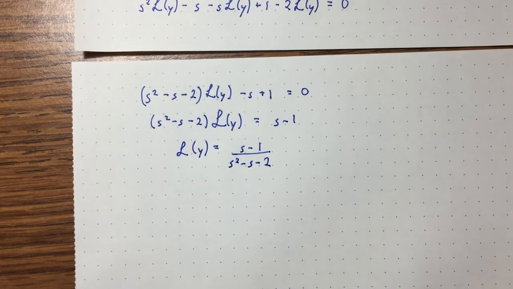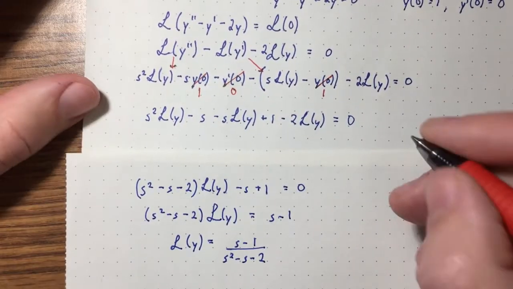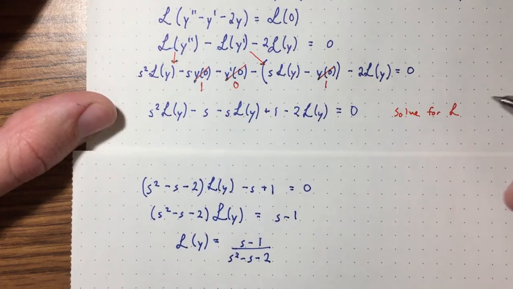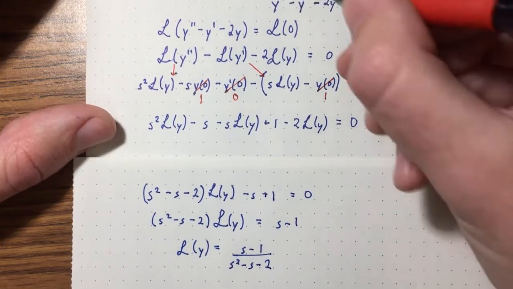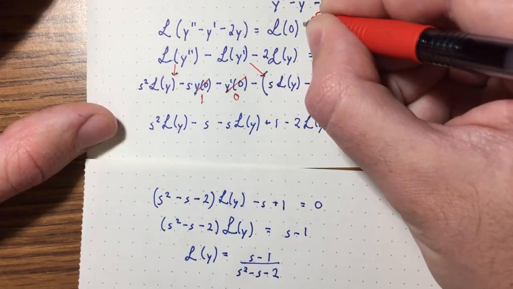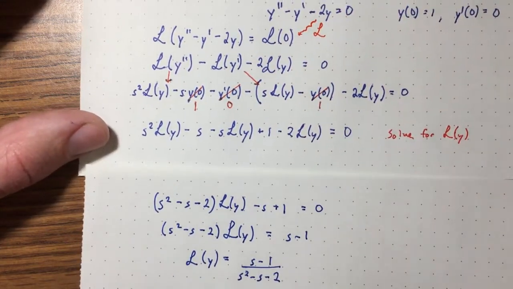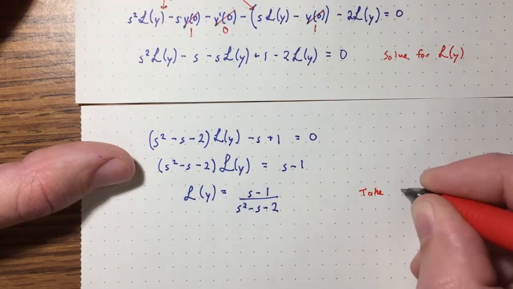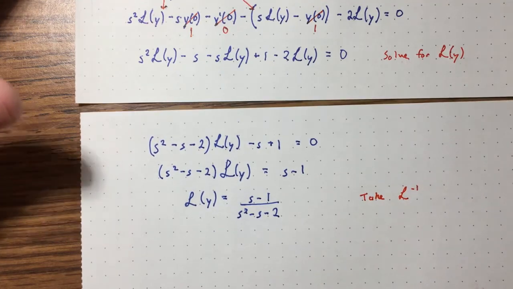Okay. That's L of y. I want y. So what am I going to do next? Well, I'm going to take the inverse Laplace transform. Okay, so let's just write our ideas here. So here we solved for L of y. To go from here to here, we just took a Laplace transform of the whole differential equation. Now finally we're going to take the inverse Laplace transform.